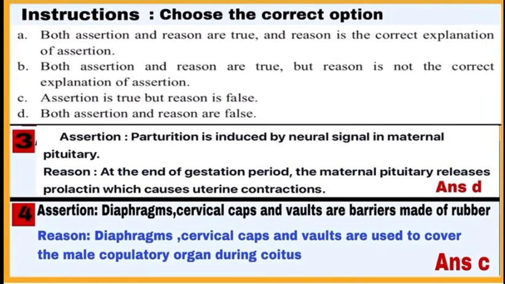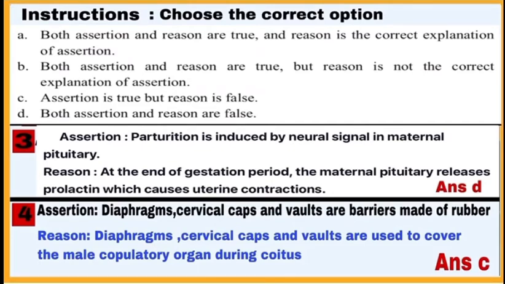Question 3, assertion. Parturition is induced by neural signal in maternal pituitary. Reason. At the end of gestation period, the maternal pituitary releases prolactin which causes uterine contraction. Here the correct answer is option D. Both the statements are wrong.